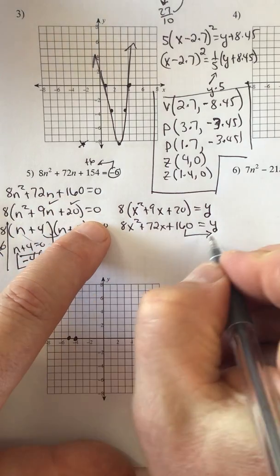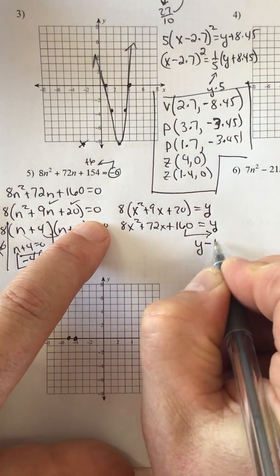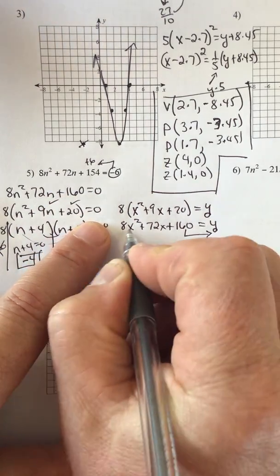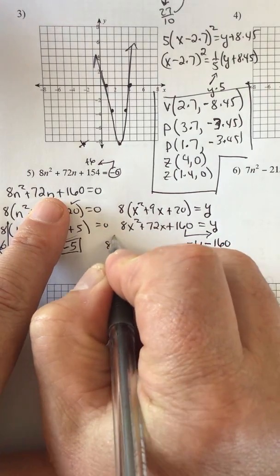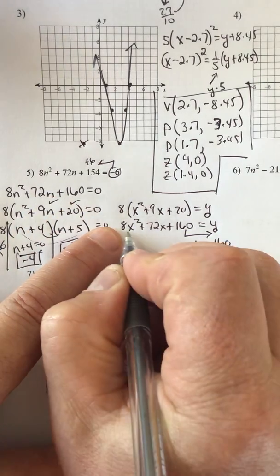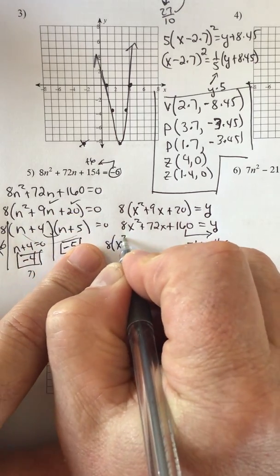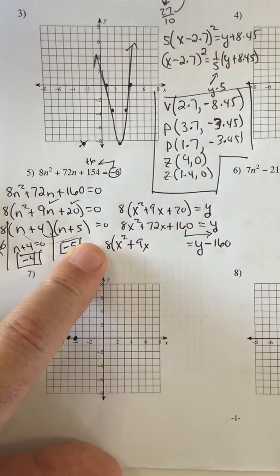Okay, so the 160 is going to be over here with the y at negative 160. Now on this side, I do want to pull the 8 back out. So 8 and 72 can both be divided by 8. So now it's 8x squared plus 9x.